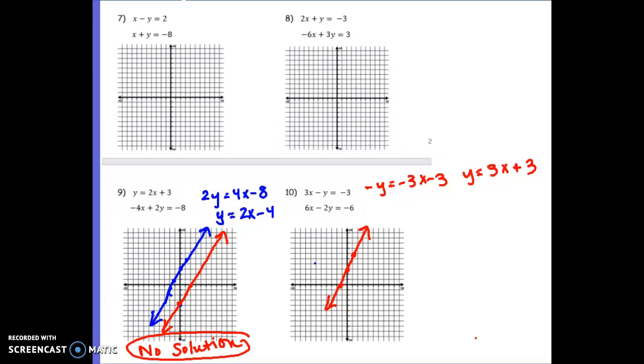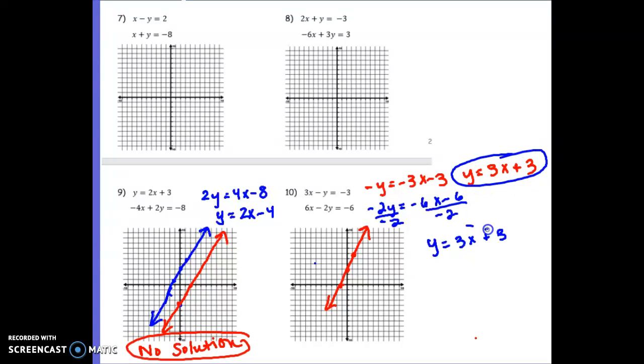Okay, now the next line, looking at the equation, I am going to put it in slope-intercept form. Okay, so to do that, I've got my negative 2y is going to be equal, I'm going to bring the 6x to the other side, so negative 6x minus 6. And then when I divide both sides by negative 2, I end up with y is equal to 3x plus 3. So if you notice, these are both the same line. So when I graph them, they're right on top of each other.